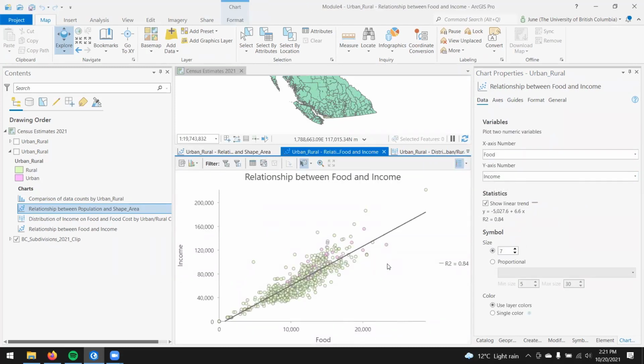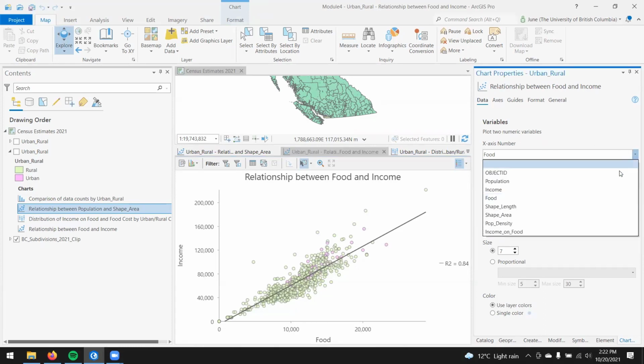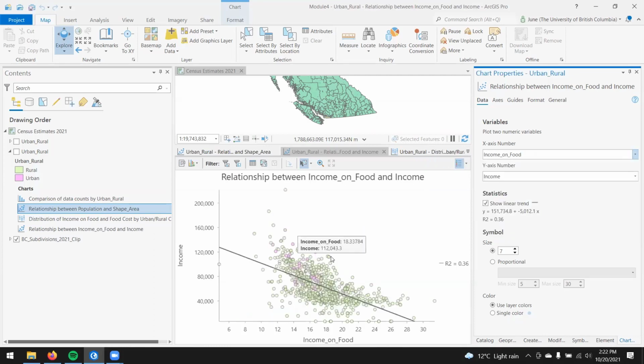Conversely, the amount of money that people spend on food is very highly correlated to their income. I don't think that's particularly surprising, if people buy more expensive stuff. So it's obvious here why you would want to normalize to account for that, right? Whereas it's not necessarily immediately obvious just looking at that plot of shape area versus population. And so if you leave income on the y-axis and you change this to income on food, you get a very different relationship, which I think intuitively makes sense.